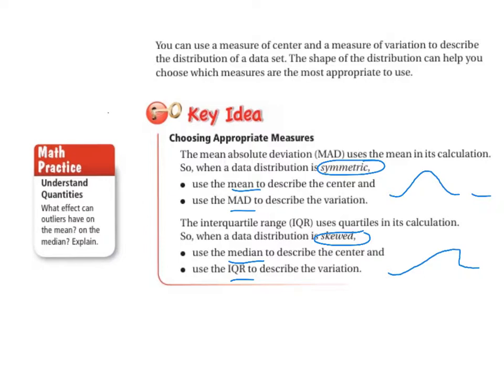This math practice on the left-hand side is important as well. It says, understand quantities. What effect can outliers have on the mean, on the median, and explain that. So that's something to think about, and we've talked about that a lot in our lessons. An outlier, something that's a whole lot larger or a whole lot smaller than most of the data, can change the value of the mean and the value of the median. So it's something to think about.